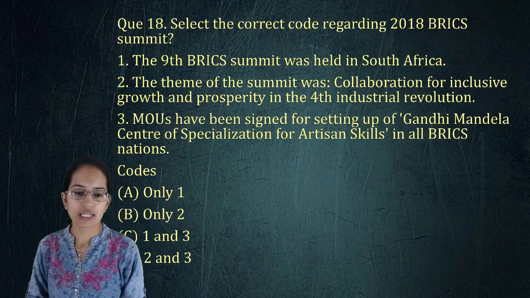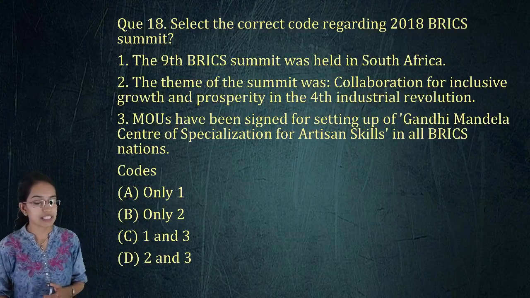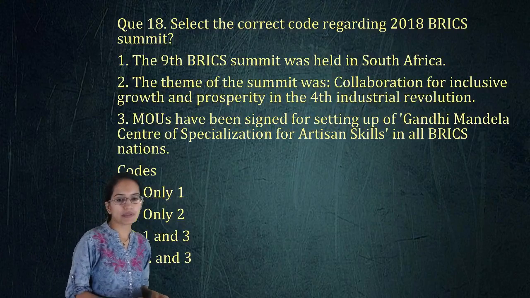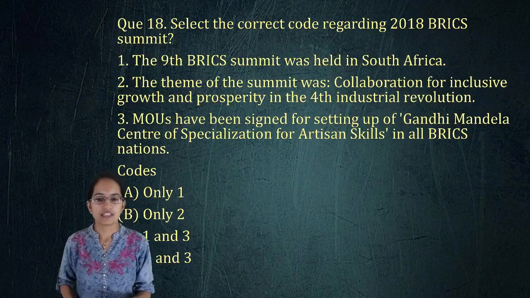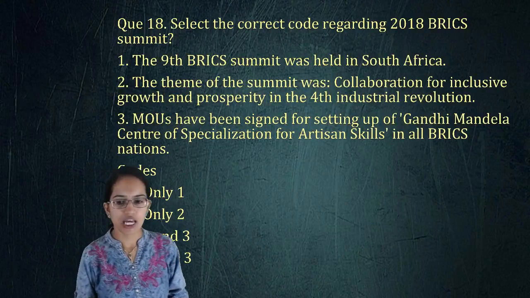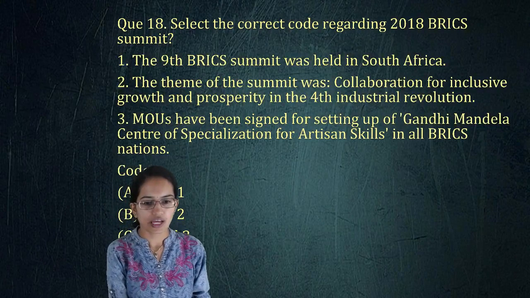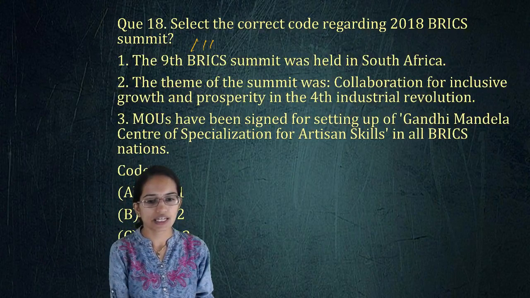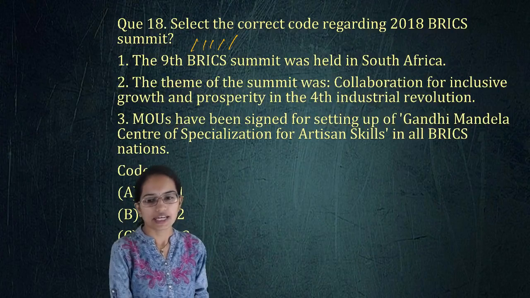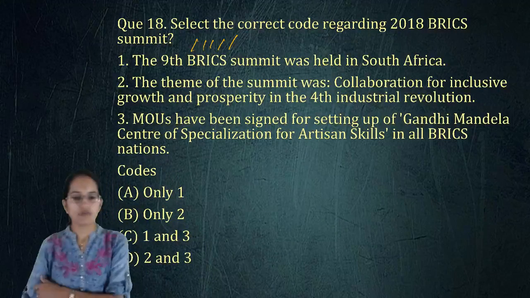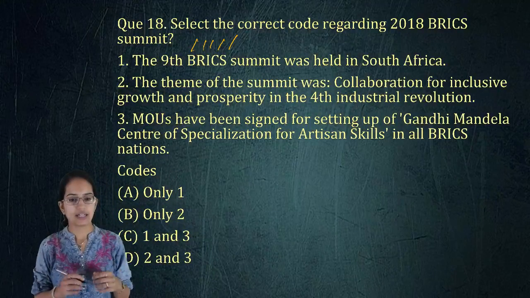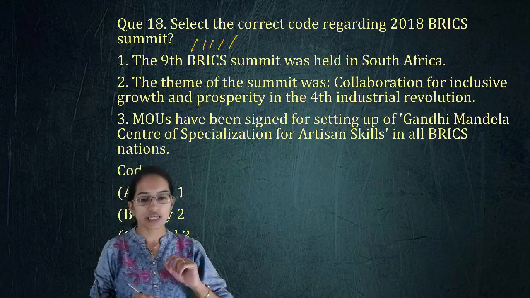So question 18, which is correct regarding the 2018 BRICS summit. So BRICS is an association of Brazil, Russia, India, China, and South Africa. So as the name suggests, Brazil, Russia, India, China, and South Africa. And that's how you can remember that. Now, which of the following is correct about 2018 BRICS summit?